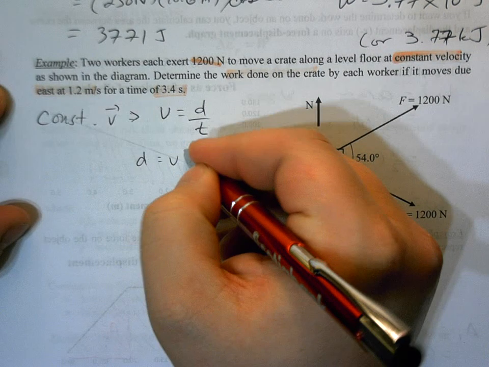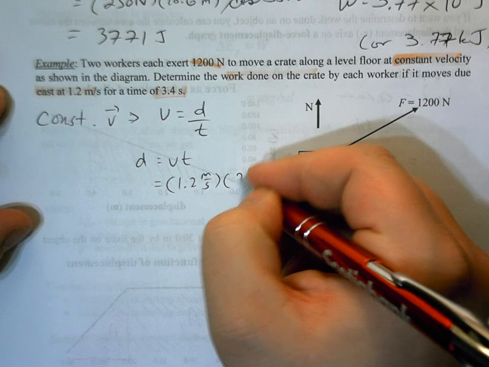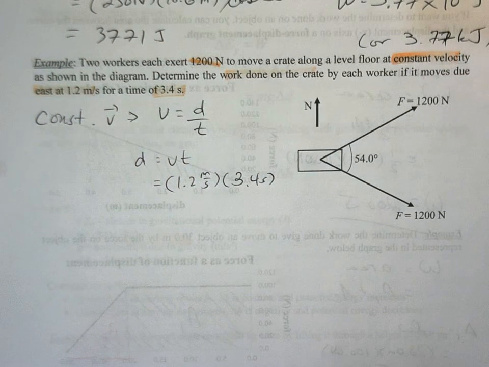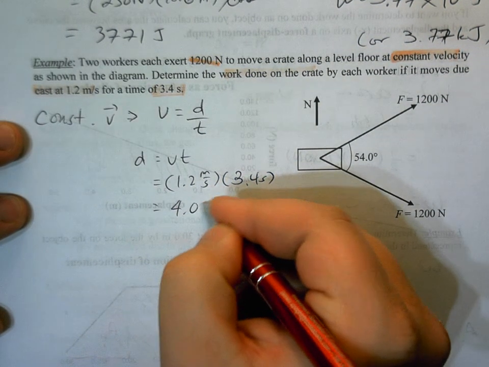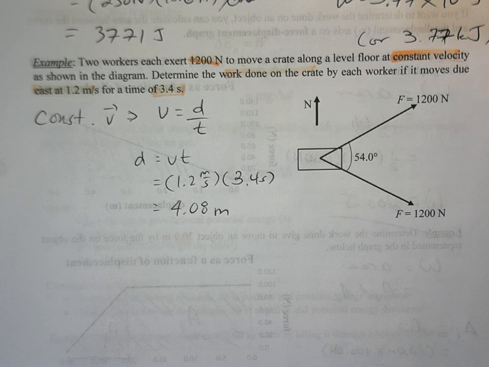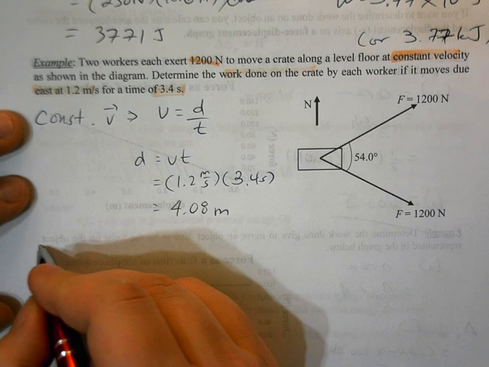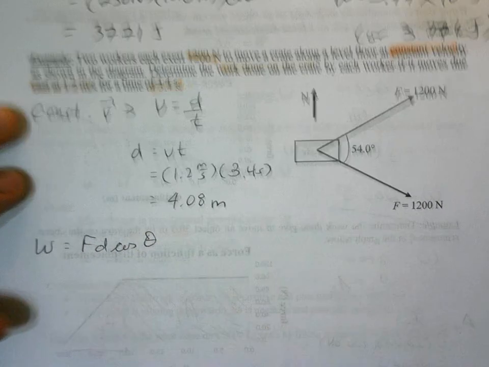So we know d is equal to vt, so we have that v of 1.2 meters per second, and then we have that 3.4 seconds. So we're going to get about 4.08 meters. So that is the distance the work is going to act over. Now we also know that work is equal to Fd cos theta.